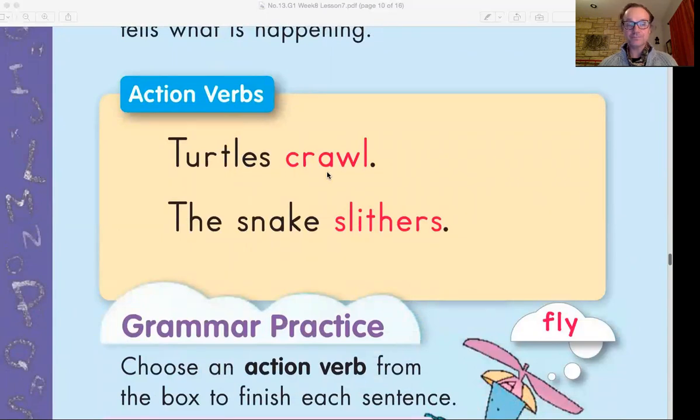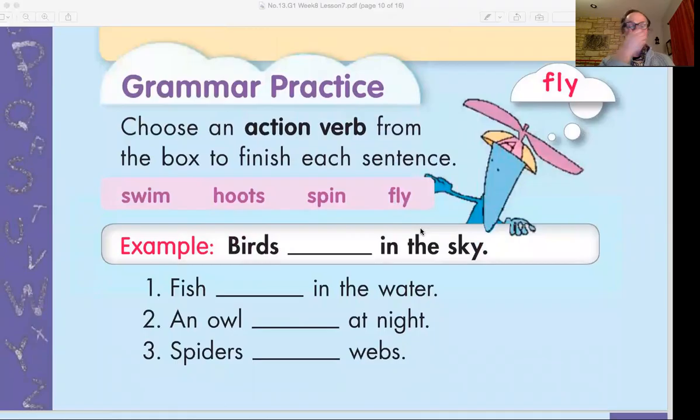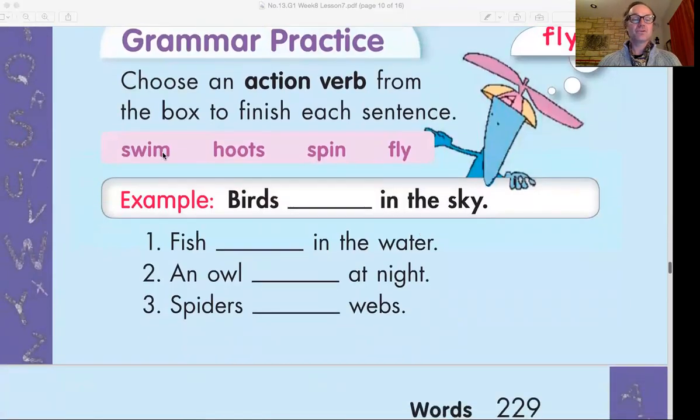Turtles crawl. See, that's the part that is doing something. The turtle is doing something. What is it doing? It's crawling. Turtles crawl. The snake slithers. Those are verbs. Grammar practice. Choose an action verb from the box to finish each sentence. So you see how this works? Here's an action word. These are verbs up here. And you want to figure out which one of these goes best in these boxes. There are 4 here. Okay, so you can stop it right now, pause it, and do those. And then we'll answer those questions.